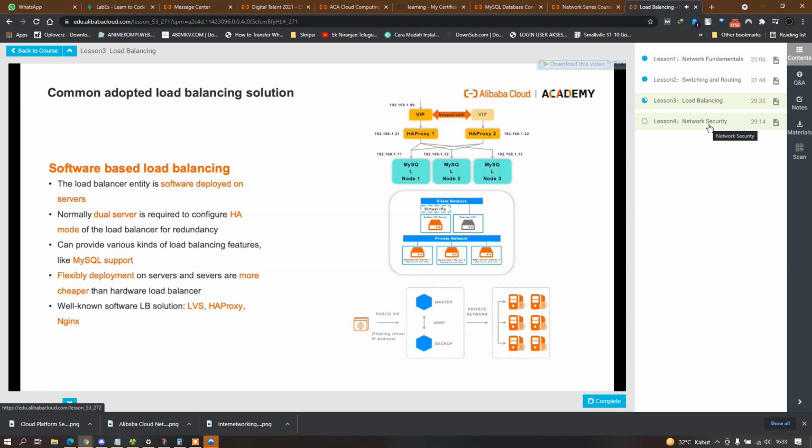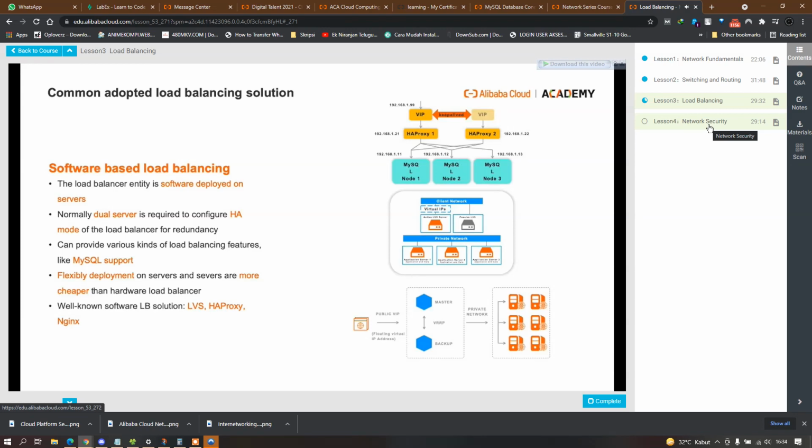The next load balancing solution is software-based load balancing. For this kind of solution, the load balancer entity is software deployed on servers. So it is not dedicated hardware. Normally dual machines or dual servers are required to configure HA mode of the load balancer for redundancy. This is the same as the hardware solution. For both of them, we should configure dual nodes to make sure there is high availability protection.